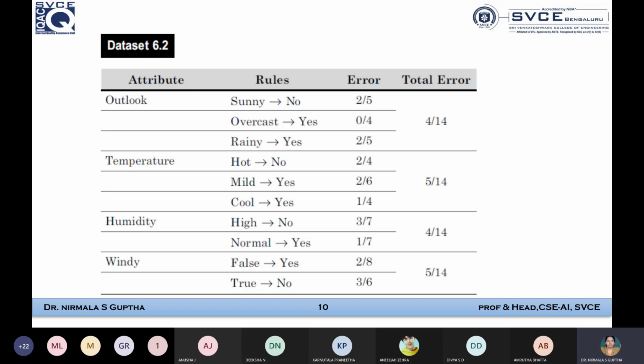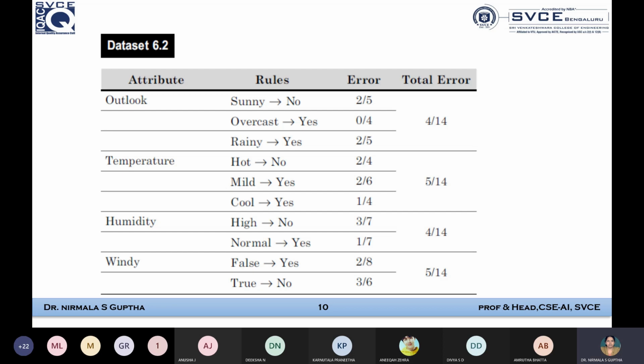Which attribute is the root node now? Please answer me. What is the root node now? Outlook, temperature or humidity? Outlook is the root node, right? Root node. So for splitting the variables, first we need to ask the question.